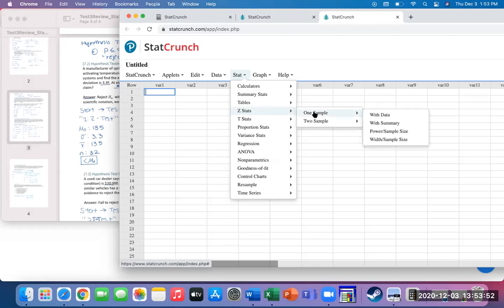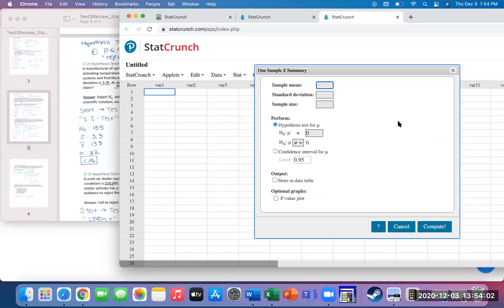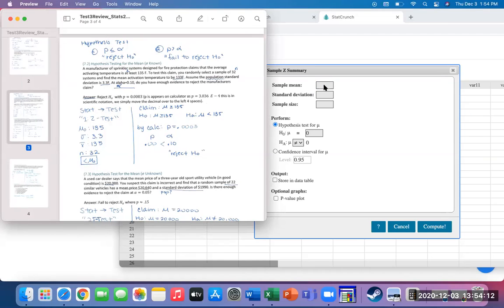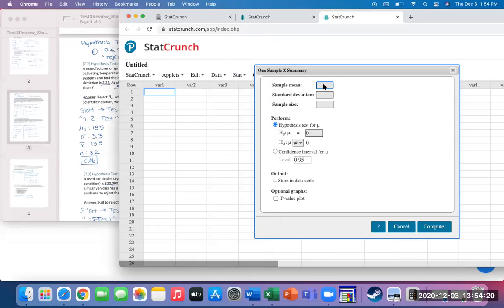We're working with one sample. All of our problems are with one sample. Because we don't have raw data, we go with the option that reads with summary. You click, and then you go ahead and fill it out, just as you would with the information given from the side. So we see that we have a mean, an x bar, that's supposed to be 133 after reading the question. I wrote down 135 by mistake. So 133. Our standard deviation, our sigma, is 3.3, and our sample size, our n, is 32.